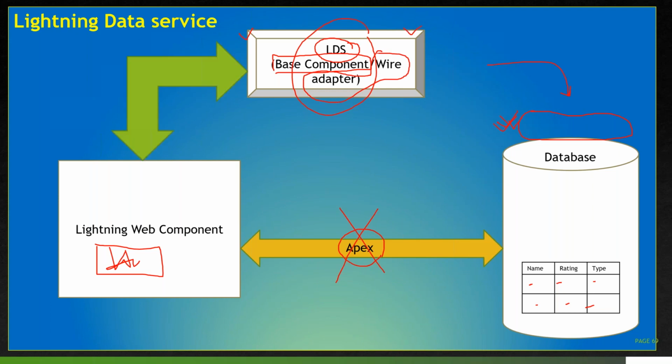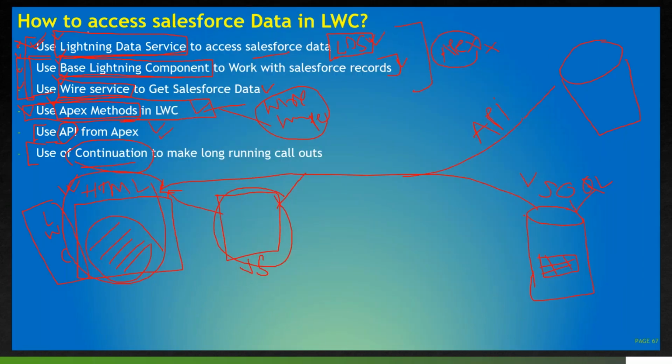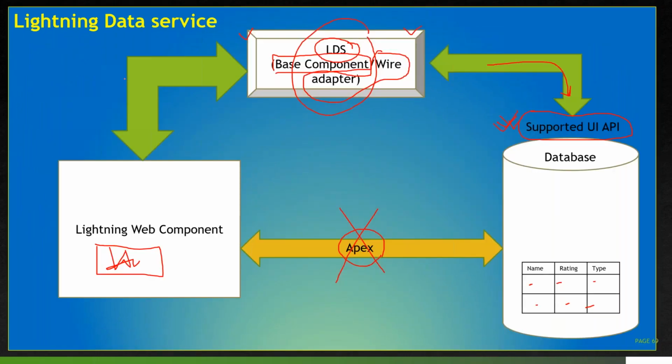Nothing but if you remember, let me go back again. I said here how to access data. We can use Lightning Data Service to access my Salesforce data. So we can use either my base Lightning component, which is built on top of LDS, or we can use wire services. Nothing but we can use my wire adapters or Lightning Data Service adapter to access my data. So whenever I want to get data from LDS, either I can use my base component or I can use my wire adapters.